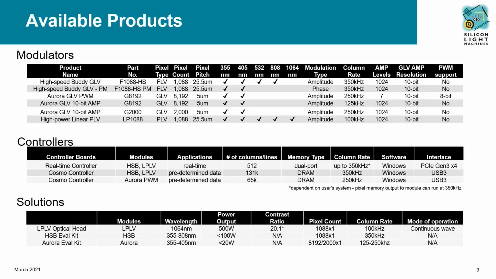We are very pleased to announce the beginning of our high-power linear PLV product line, the LP1088. This device enables high-speed, high-power linear amplitude modulation for wavelengths from UV to NIR. For all of our modules, we offer a Cosmo controller, which runs predetermined data. For high-speed buddy and LPLV lines, we have also developed a real-time controller. Finally, we offer eval kits of the GLV modules consisting of a modulator and controller. We have also developed a high-power LPLV optical head complete solution.